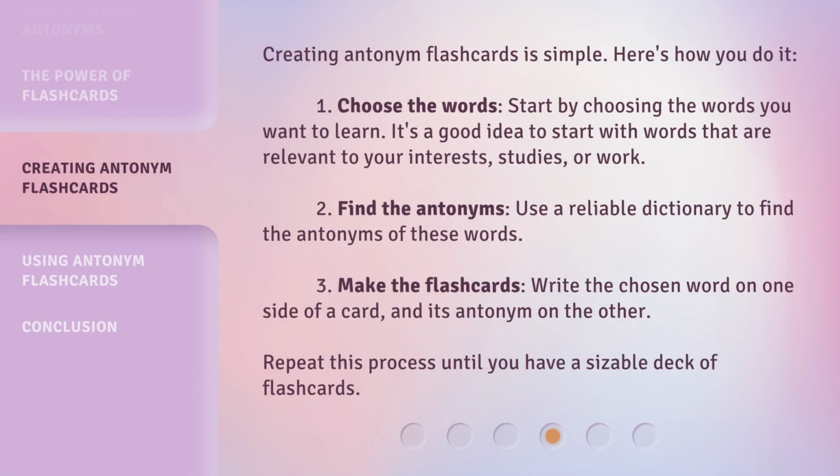Creating antonym flashcards is simple. Here's how you do it. 1. Choose the words. Start by choosing the words you want to learn. It's a good idea to start with words that are relevant to your interests, studies, or work. 2. Find the antonyms. Use a reliable dictionary to find the antonyms of these words. 3. Make the flashcards. Write the chosen word on one side of a card, and its antonym on the other. Repeat this process until you have a sizable deck of flashcards.